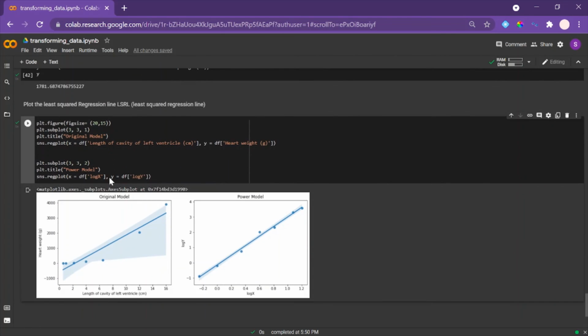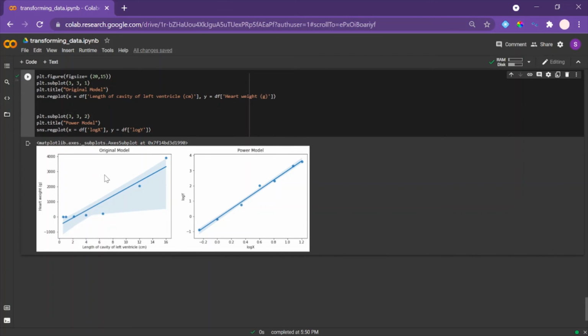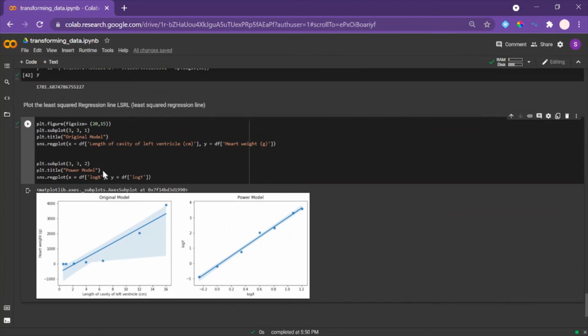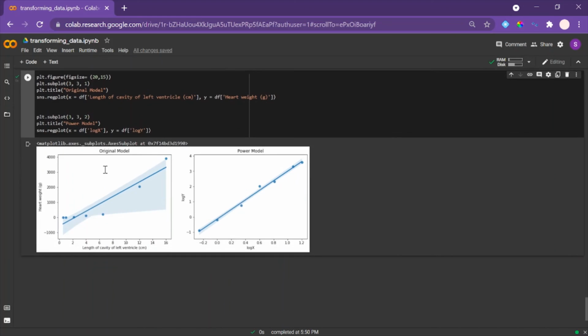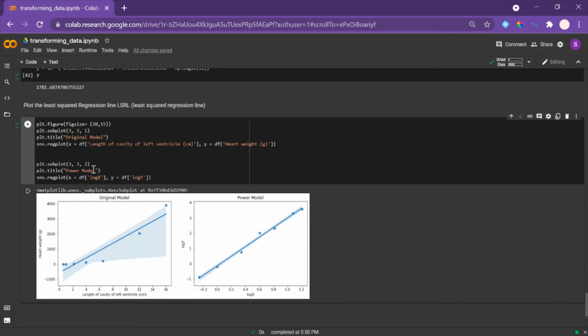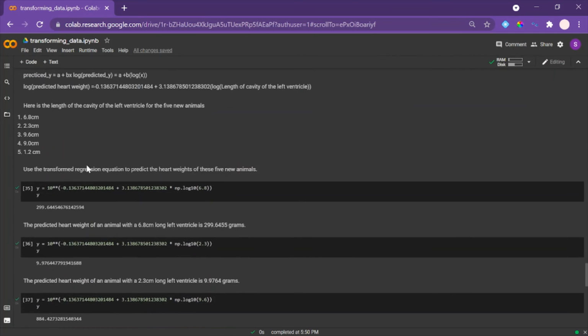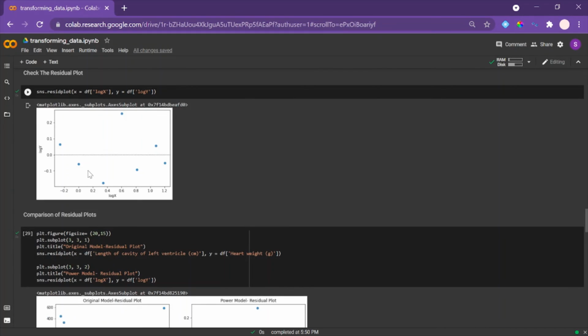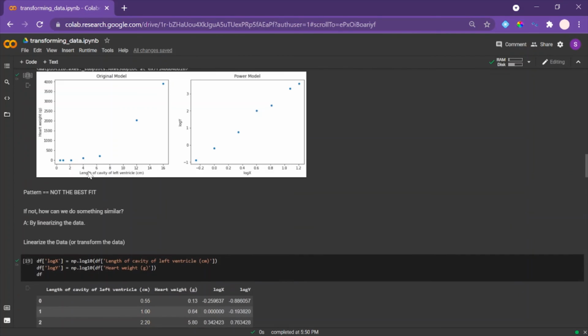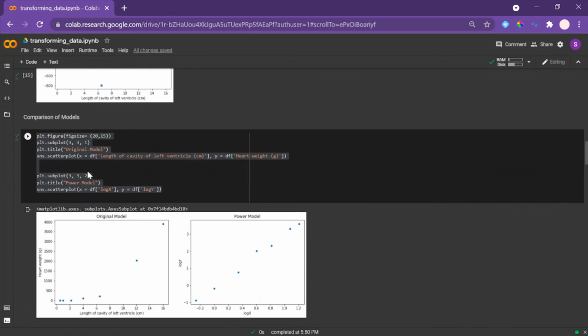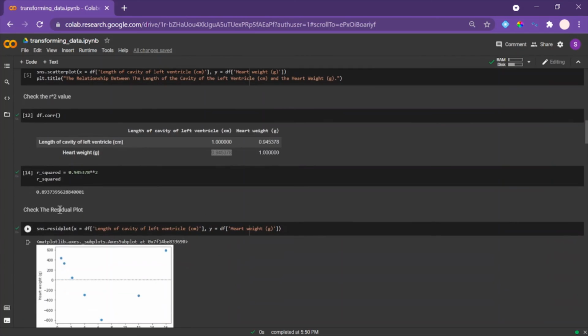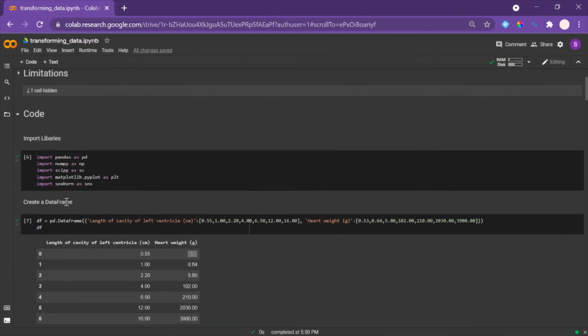Let me see if there's anything else I want to add. I think I went over residual plots. Yes, of course I did. I think that's it. There is one more method to transform data. So the way I did it, I just created a new data frame, right? Where is it?